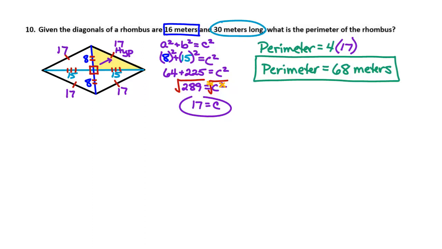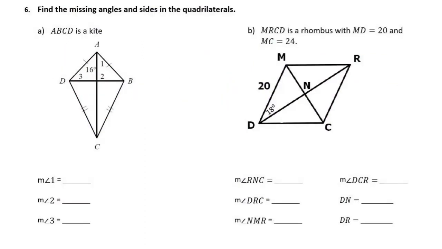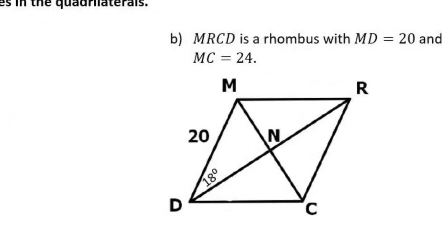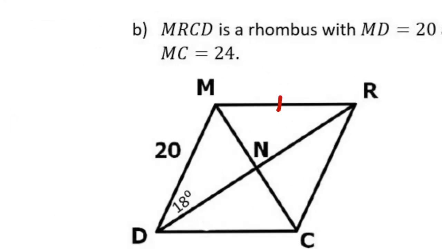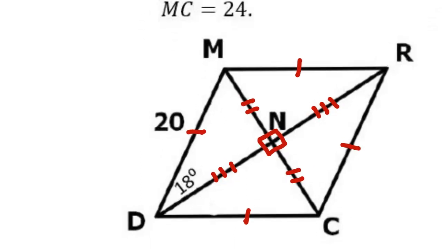Absolutely. All right, so we have a rhombus. Since I know I have a rhombus, I'm going to go ahead and mark it up with that information. That means all 4 of my sides are congruent. Means my diagonals are being bisected. Means I have 4 right angles right here where the diagonals are crossing. And my diagonals are bisecting the angles that they're cutting.